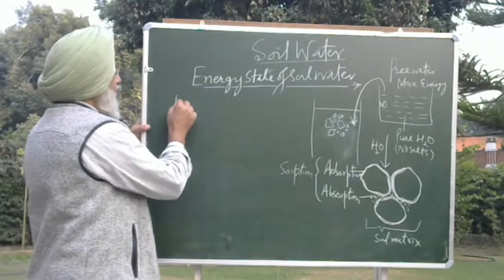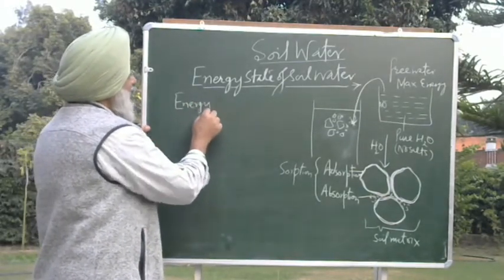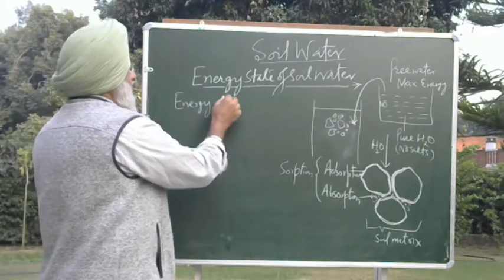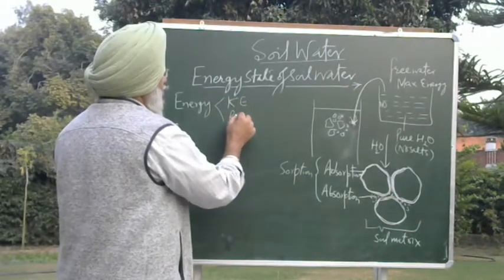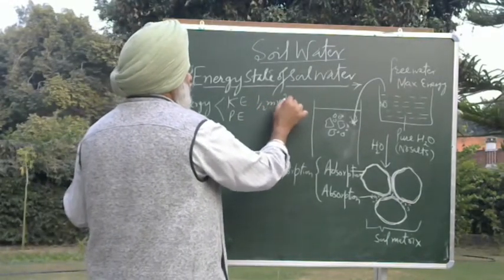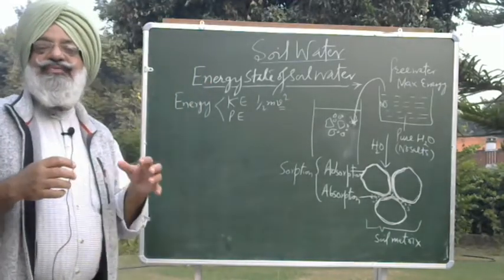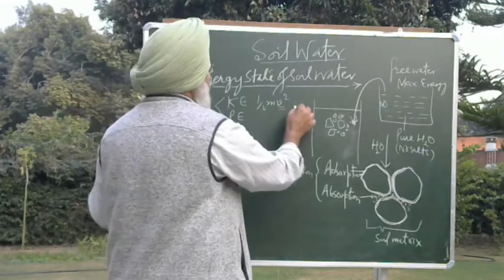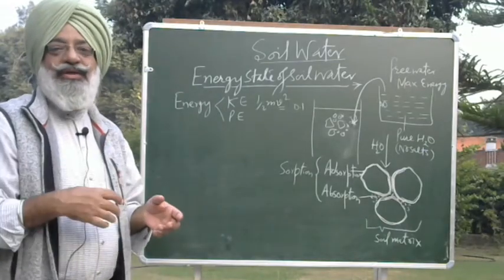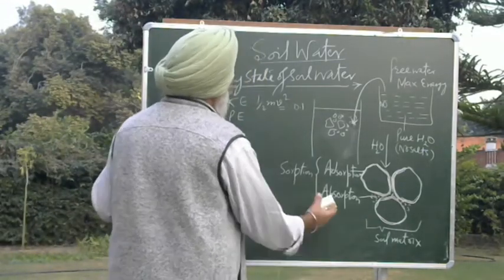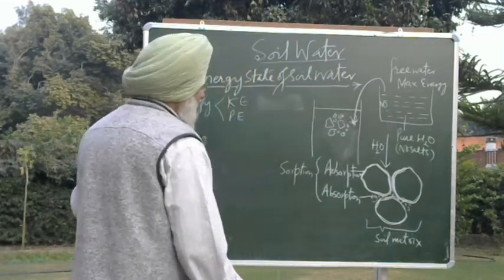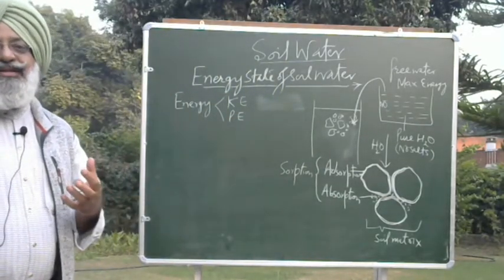Now, you know the energy. Energy is of two types. It depends upon the level of the energy of water. So this energy could be kinetic energy, this could be potential. Now kinetic energy, 1/2 mv squared. The velocity of water in the soil is very, very slow. So if this is 0.01 meter per second, when you square it, it will become 0.0001. So what we do is that we ignore this, because then kinetic energy will be still smaller. So, the kinetic energy of water in the soil is negligible.